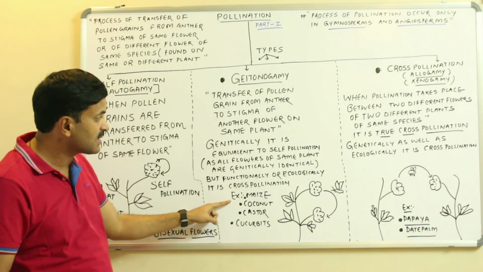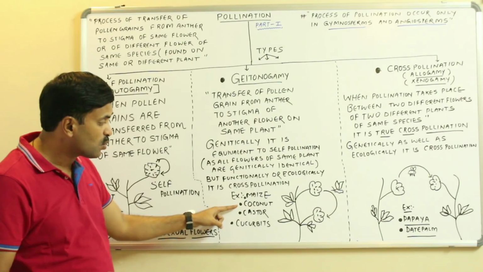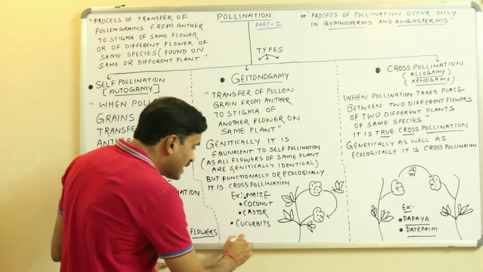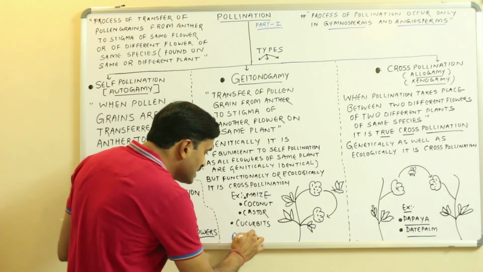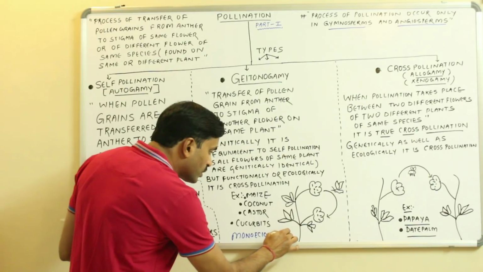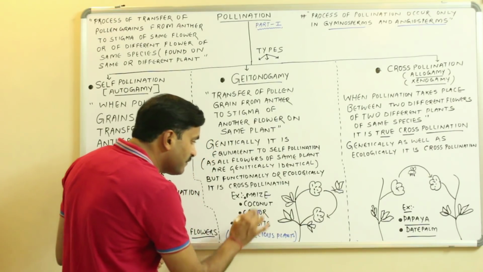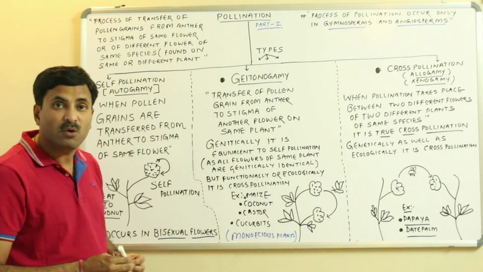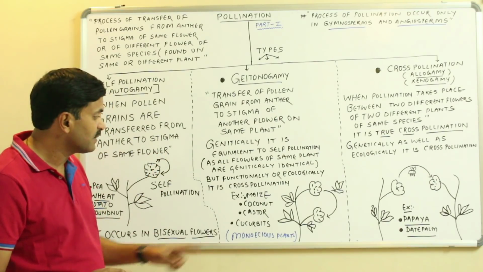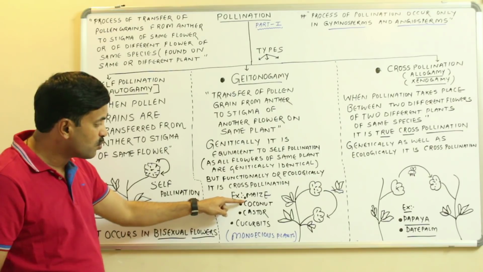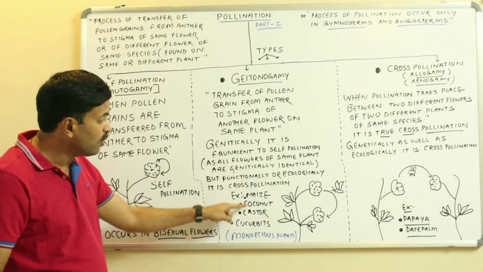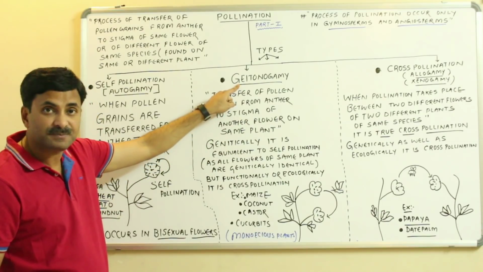The best examples are maize, coconut, castor and cucurbits. All these plants are monoecious plants. What are monoecious plants? When male and female flowers are present on the same plant, it is called a monoecious plant. So maize, coconut, castor and cucurbits all show geitonogamy.